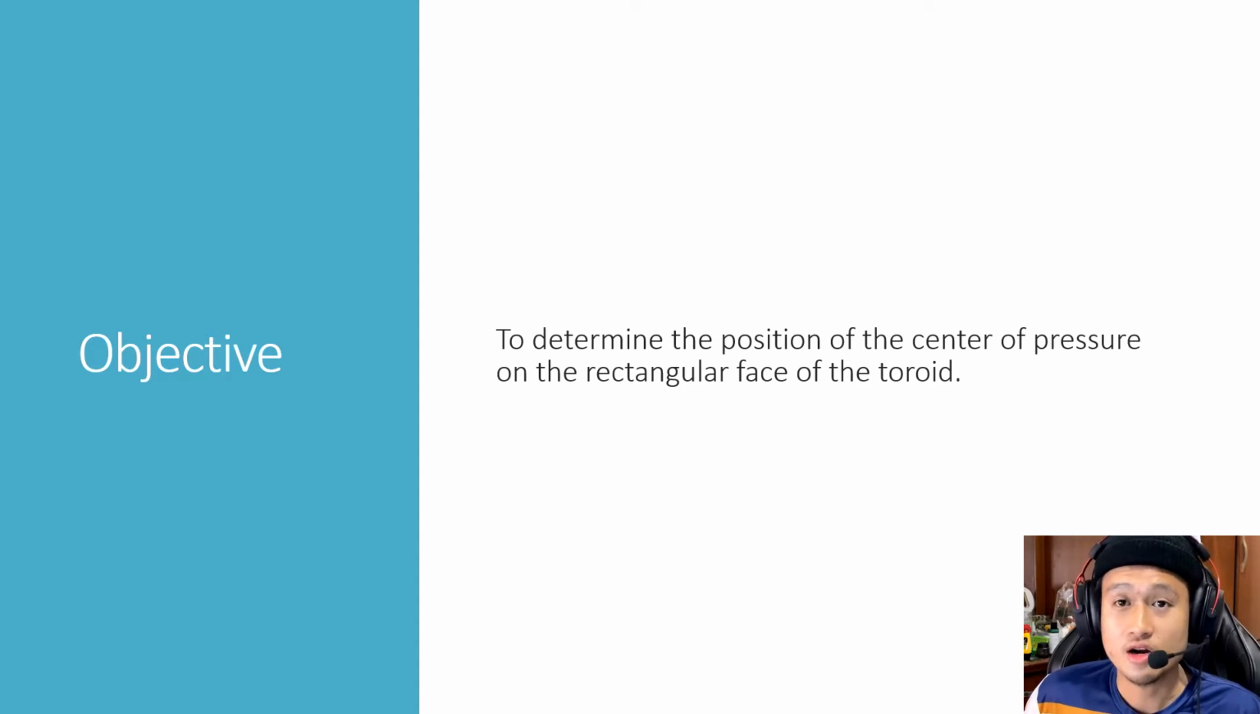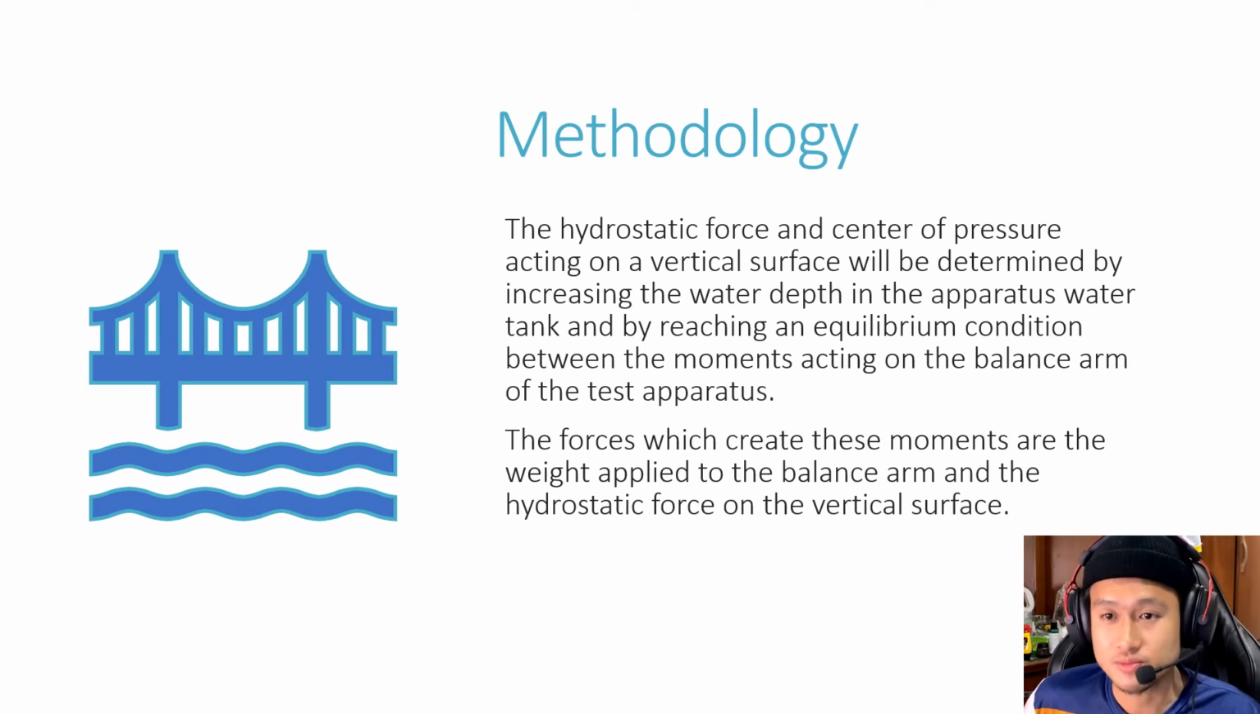So why are we doing this experiment? So the objective is to determine the position of the center of pressure on the rectangular face of the toroid, which is the apparatus used in this experiment.